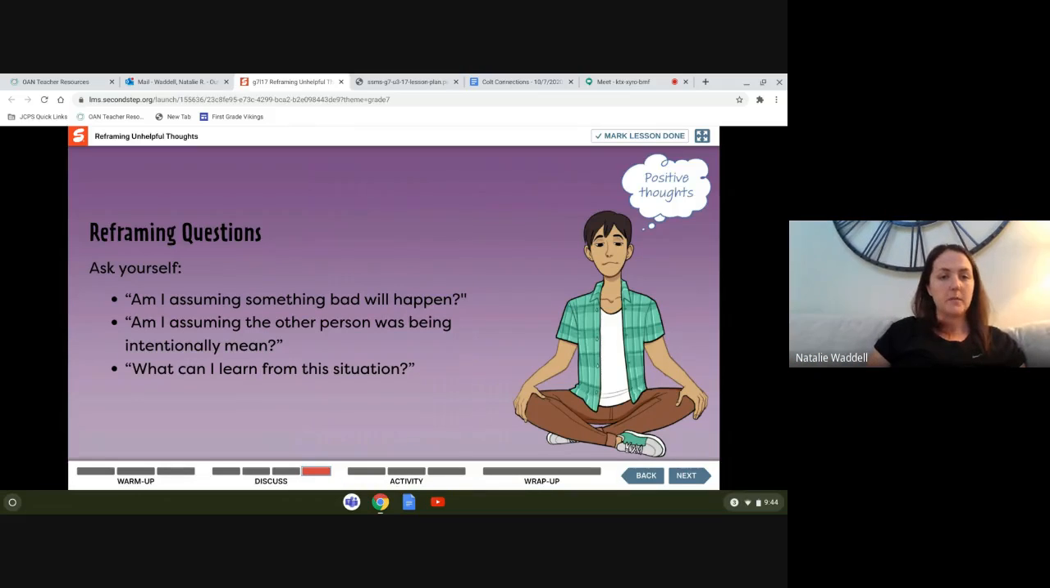A lot of times when we look at these questions, am I assuming something bad will happen? Sometimes we think the worst, and then those bad thoughts of thinking the worst become just embedded in our brain and how we always interpret things. And so we're always thinking the worst, so that's definitely affecting our mood, and our mood is affecting our actions.